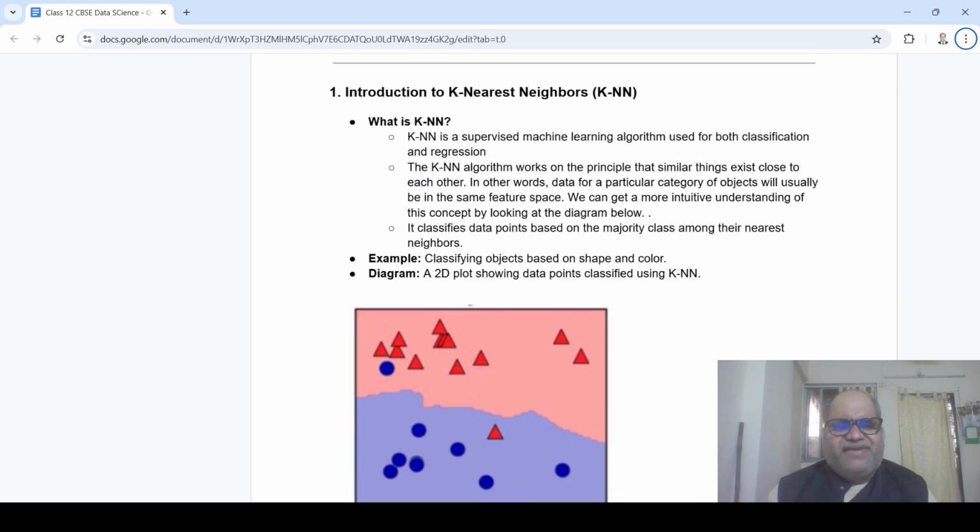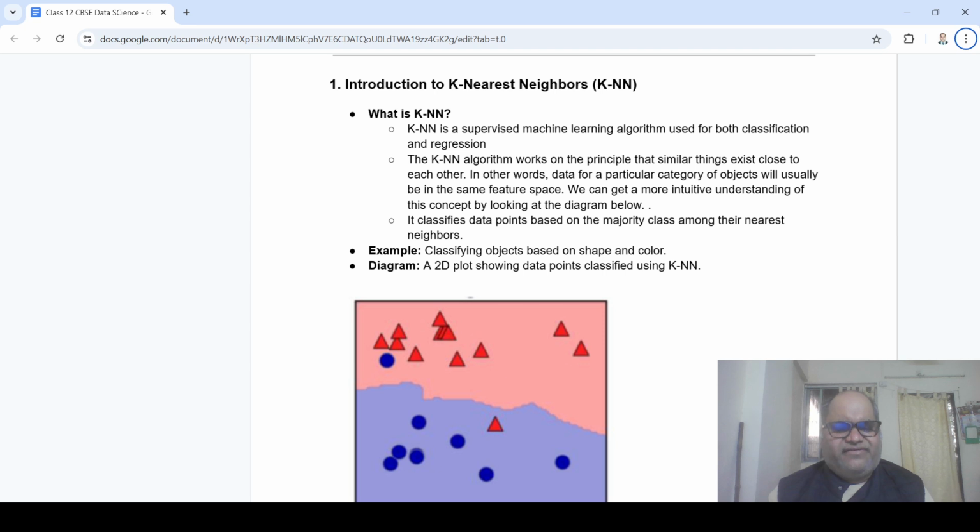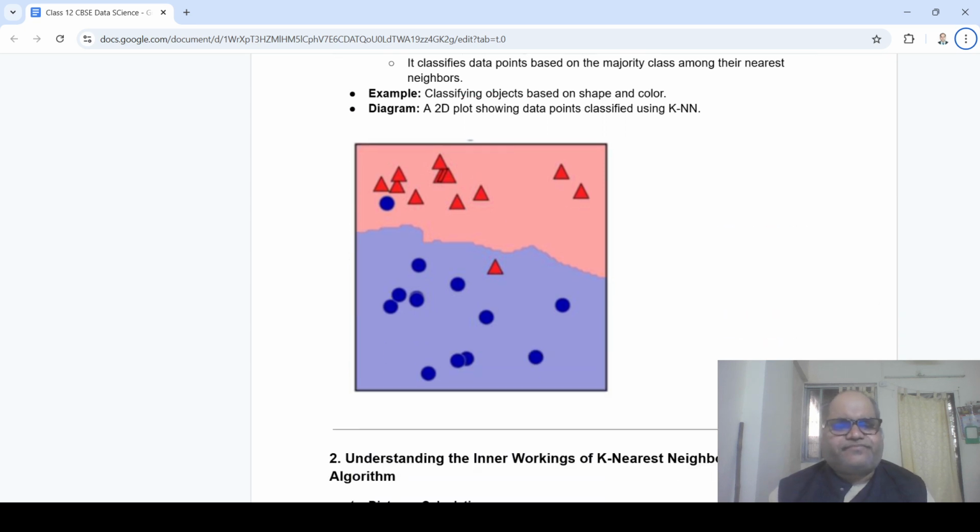So hope you have got some idea. KNN, that is K nearest neighbor, is one of the classification algorithms that can also be used for regression, and its major working is finding similar data points and then making a decision about those data points, the data that you currently have.